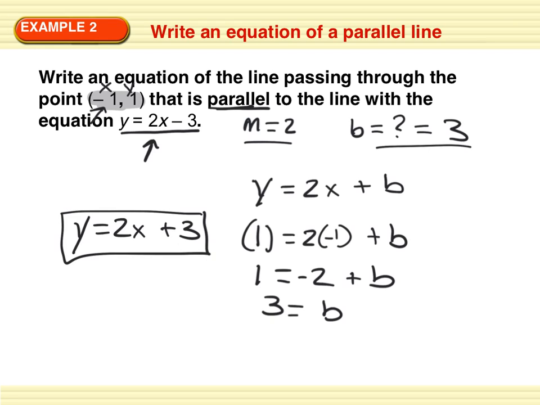It's very easy to fall for that trap up there where people want to say that -1, 1 is the y-intercept. It is not the y-intercept unless the x is 0. If the x is 0 and there's something else for y, then that's your y-intercept.